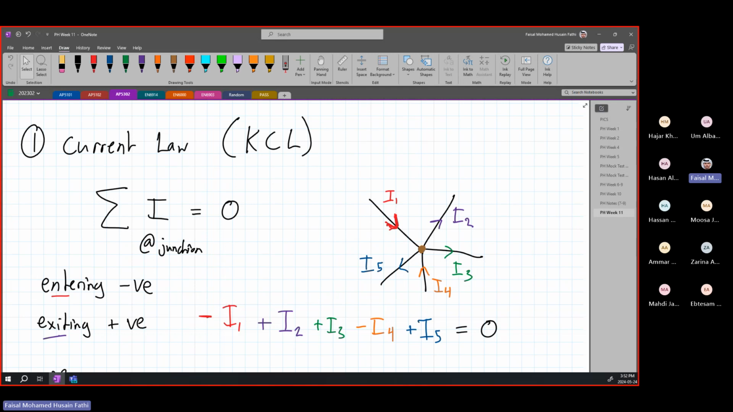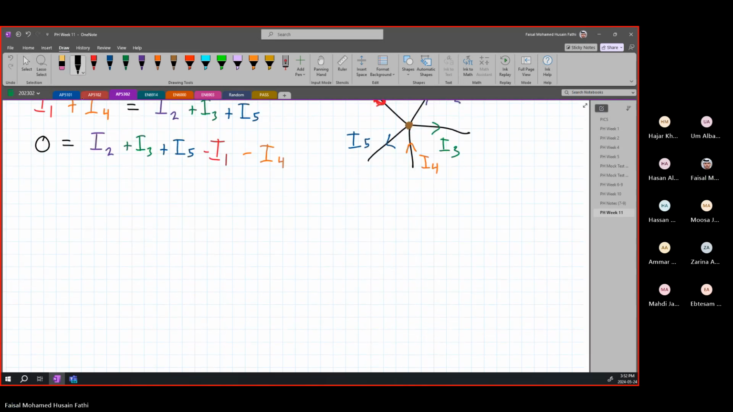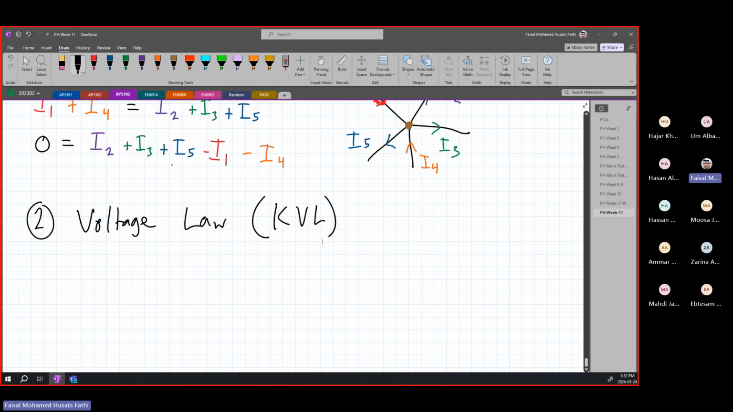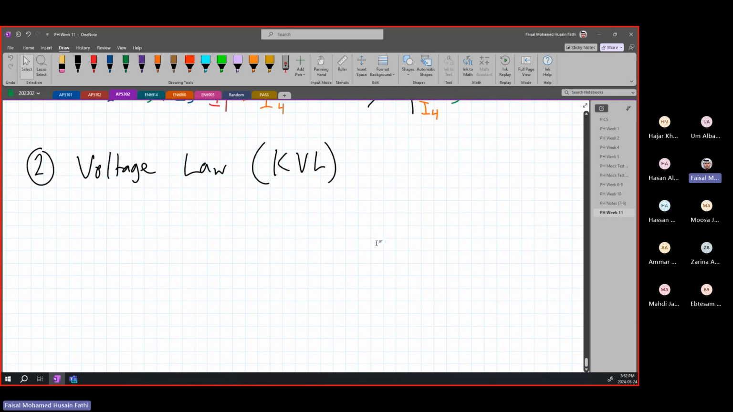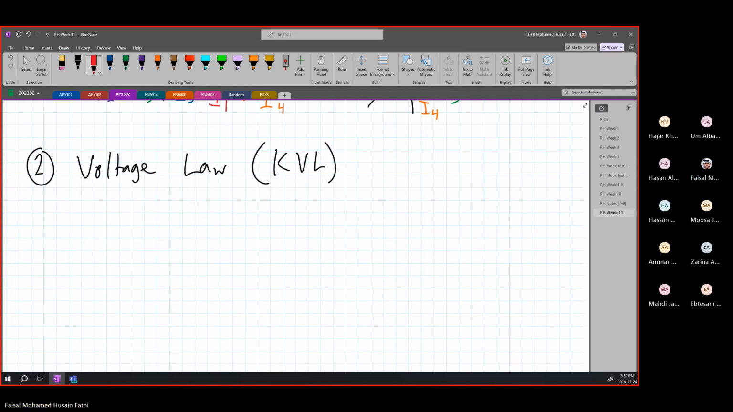Now, what about the voltage law? So we looked at the current law. What about the voltage law? Or KVL, Kirchhoff's voltage law. It's the same exact idea of current. Well, not the same, but it's a very similar idea to the current law, but in a different manner slightly. And let me show you how.